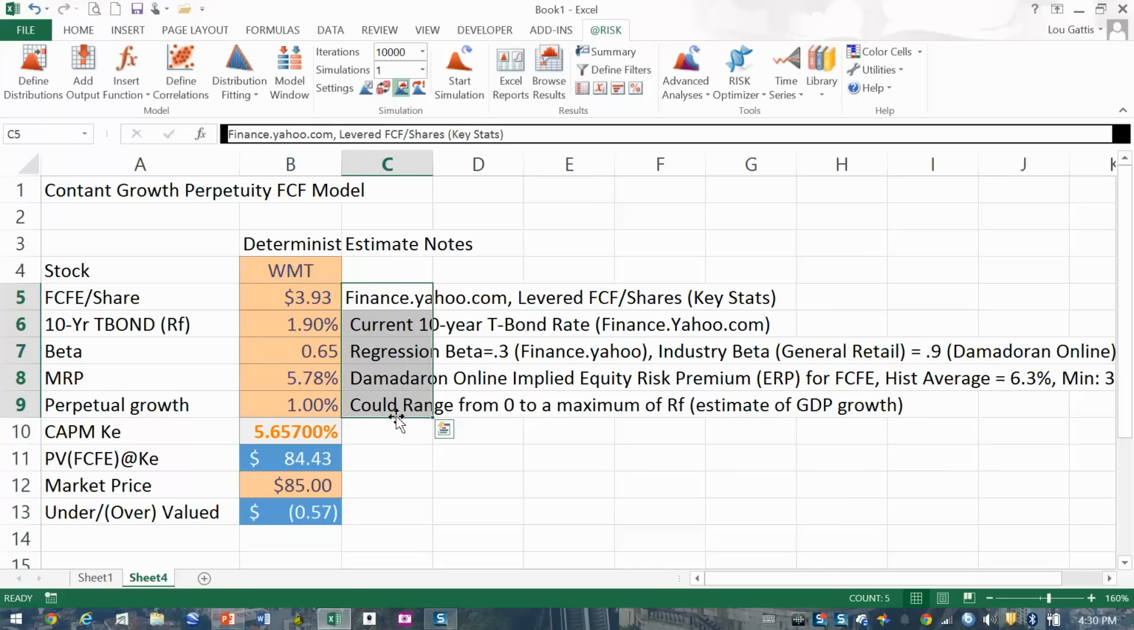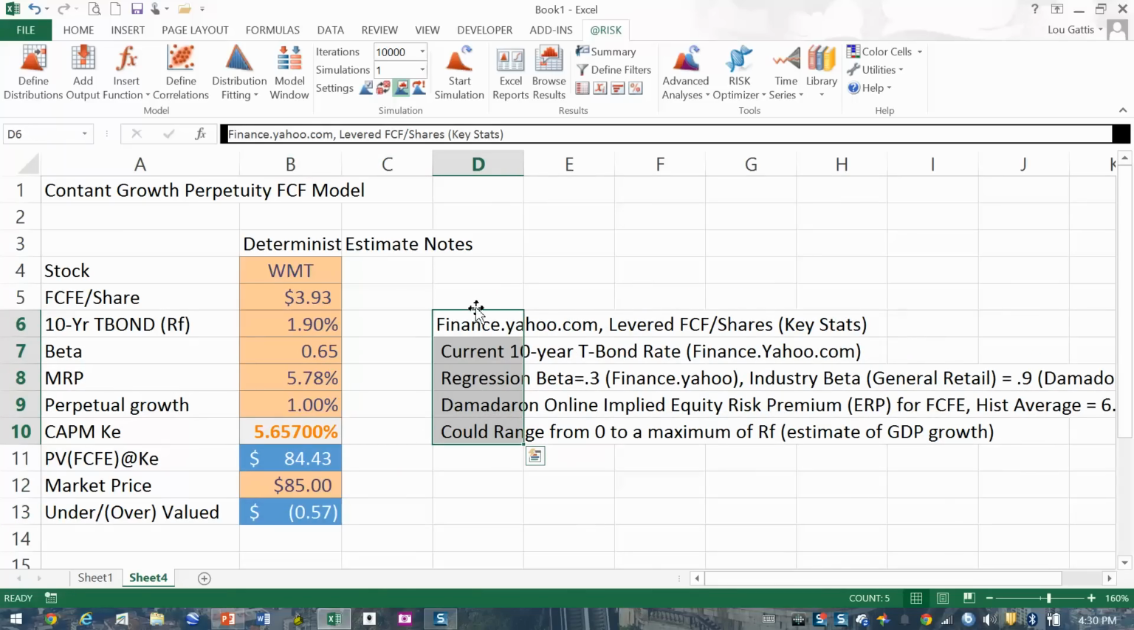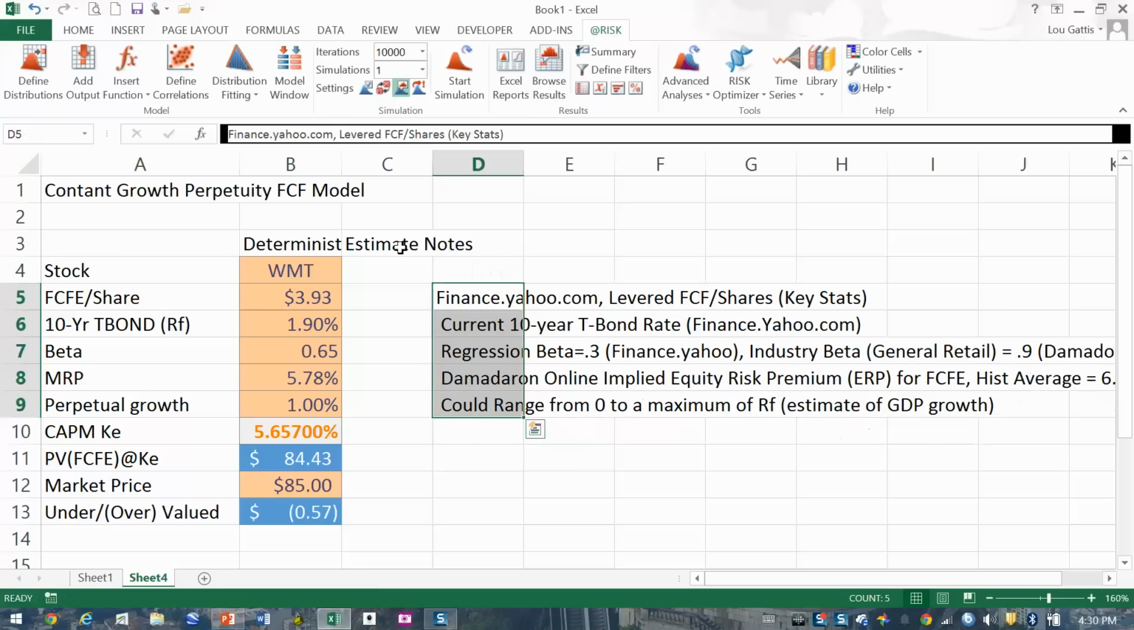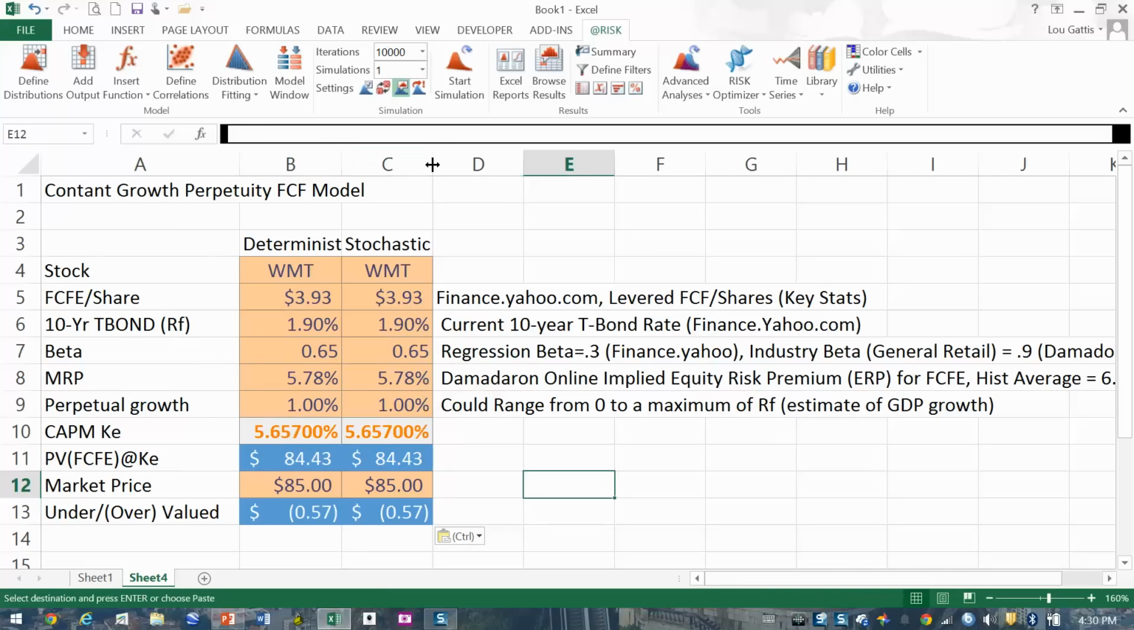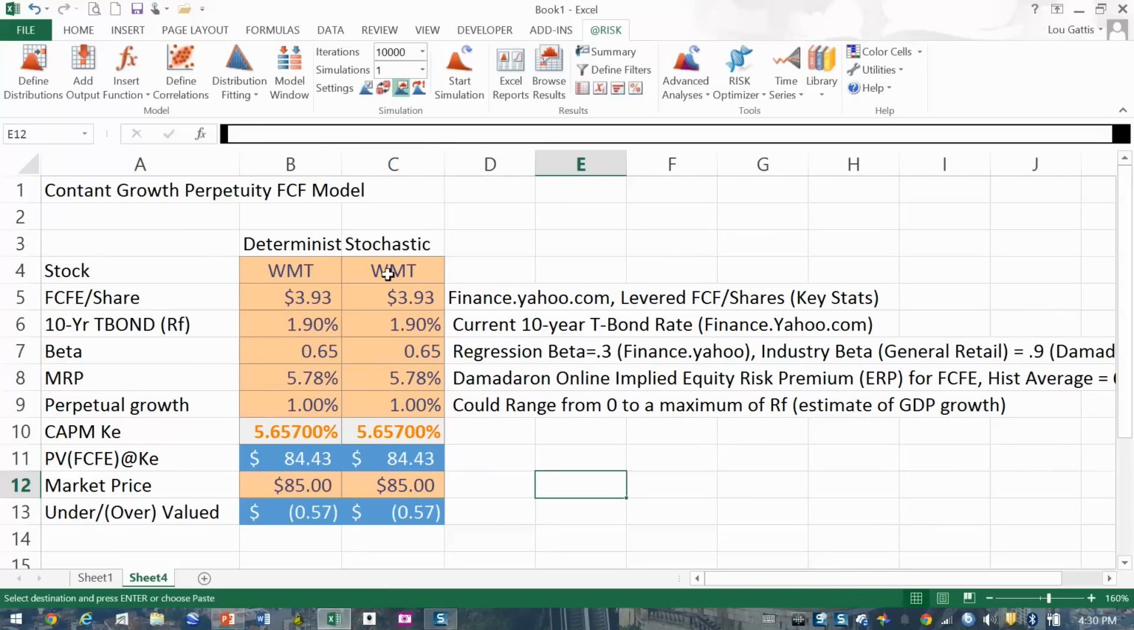However, we could turn this into a stochastic model. So let me grab a stochastic model. A stochastic model is one in which there's a financial model with at least one input and one output, in which at least one of the variables is stochastic. So let's create a couple of stochastic variables. So here's going to be my stochastic Walmart valuation model. I'm going to take these three variables and turn them into stochastic variables.